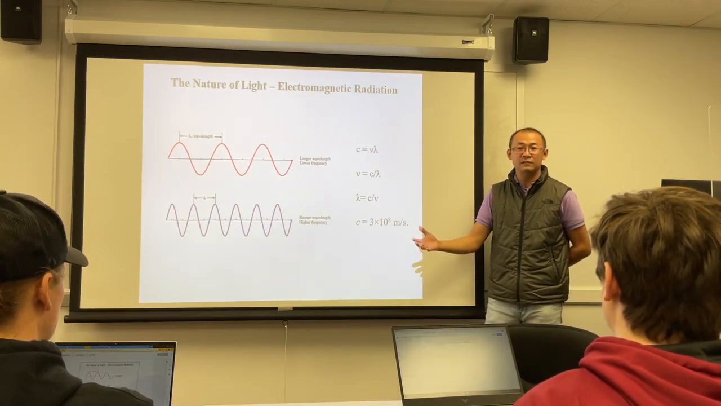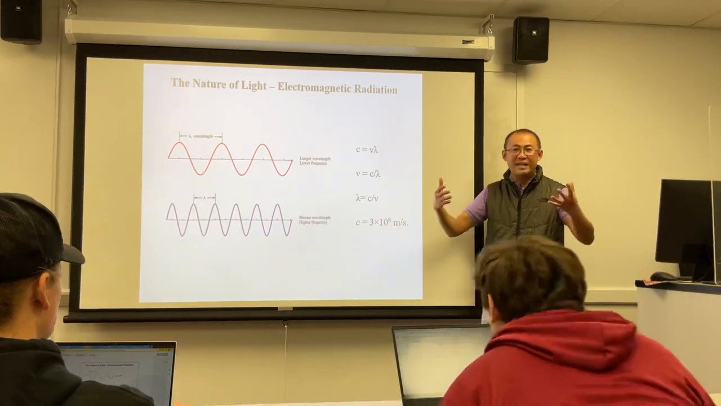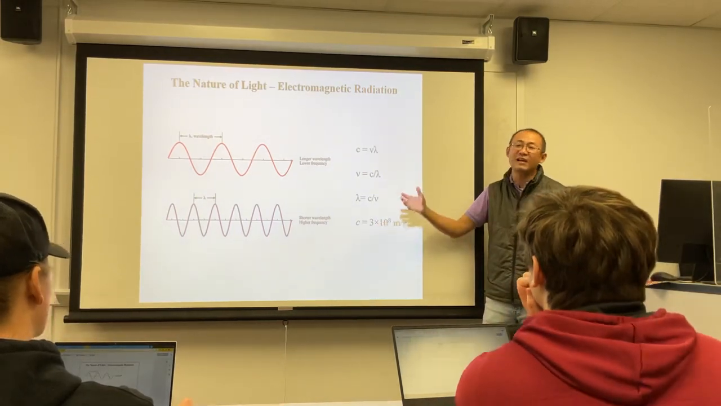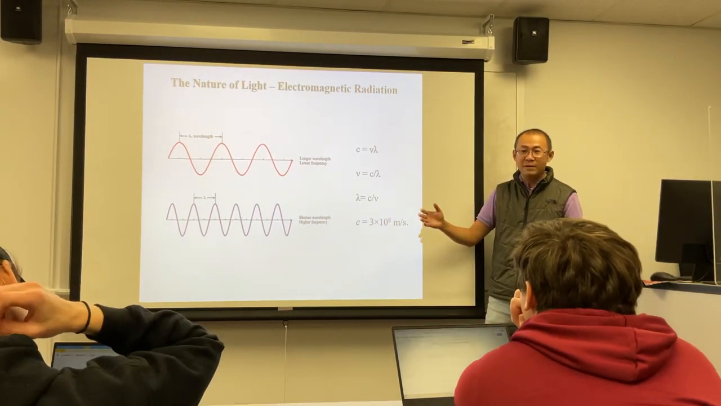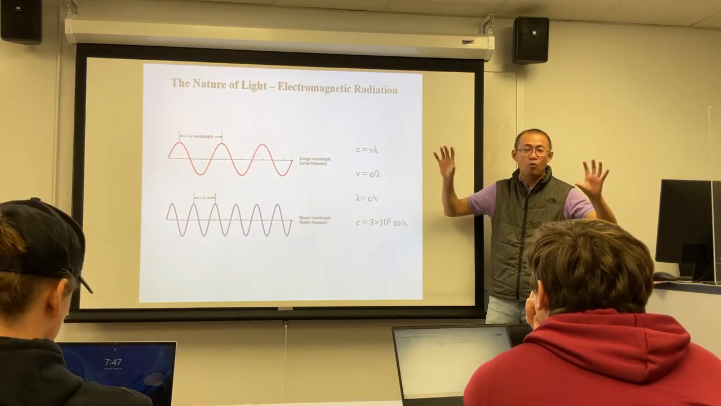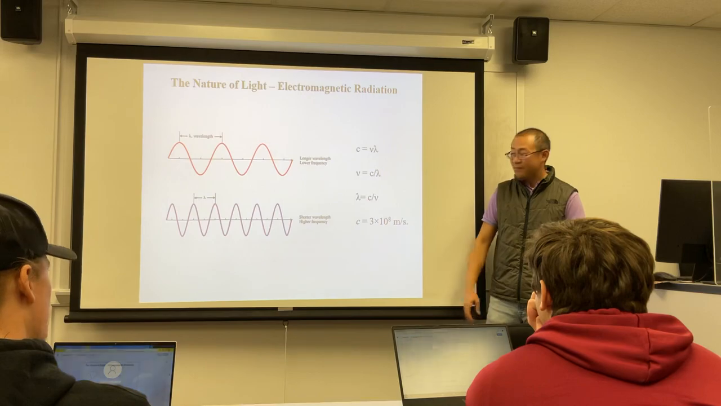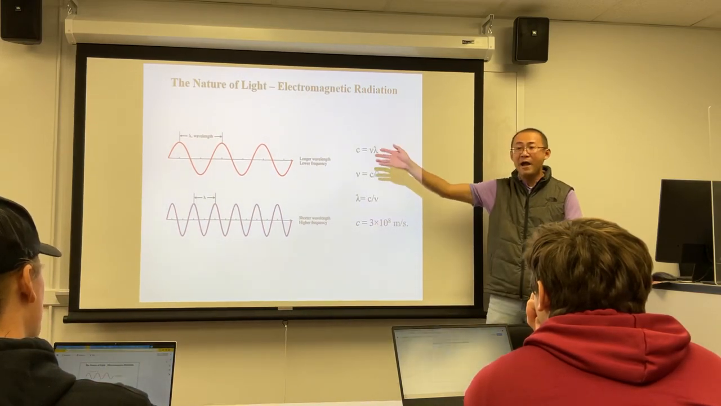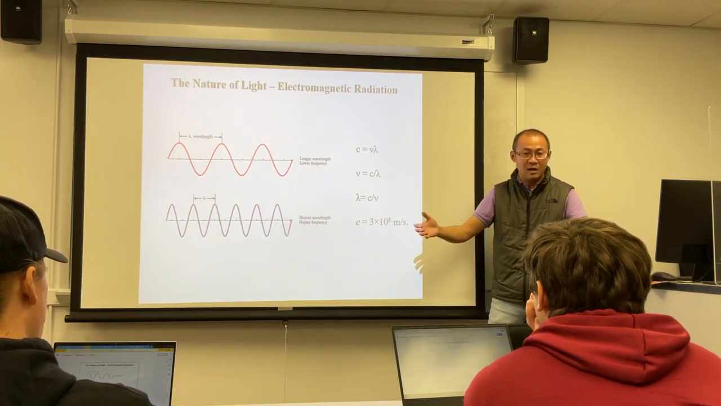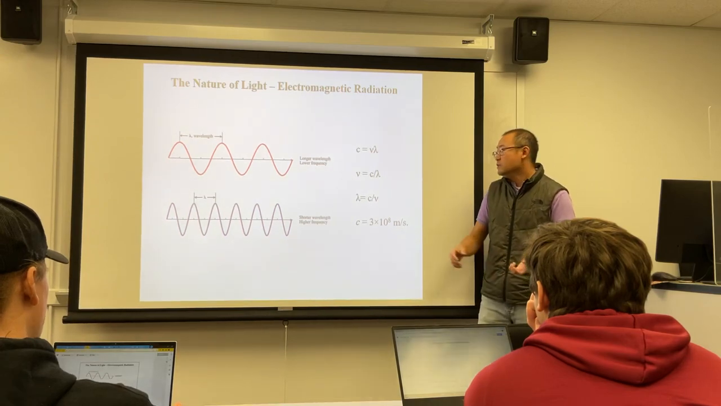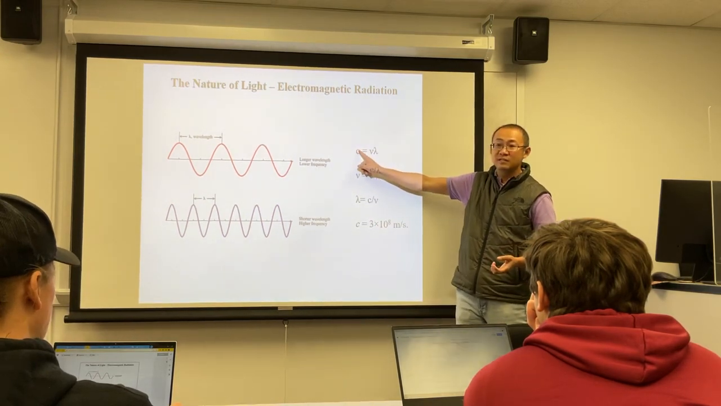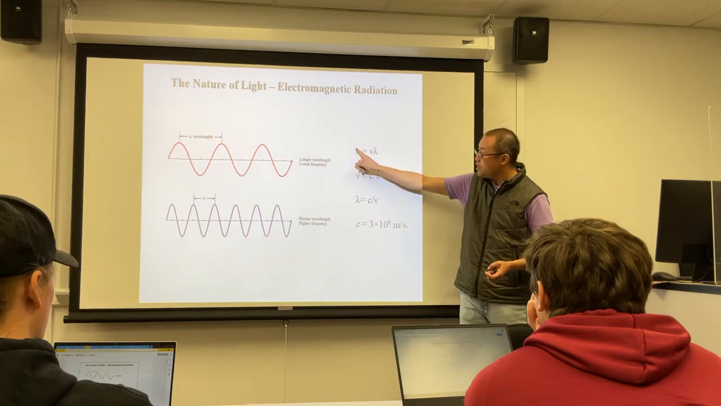In vacuum. But normally, even though we're not in vacuum, we're in the atmosphere, we assume the speed of light is the same. So that means in our universe, the fastest thing is what? Speed of light. And this is a constant. That means no matter what, no matter where, and no matter what light you're talking about, the speed is what? The same. Constant. So this thing doesn't change.